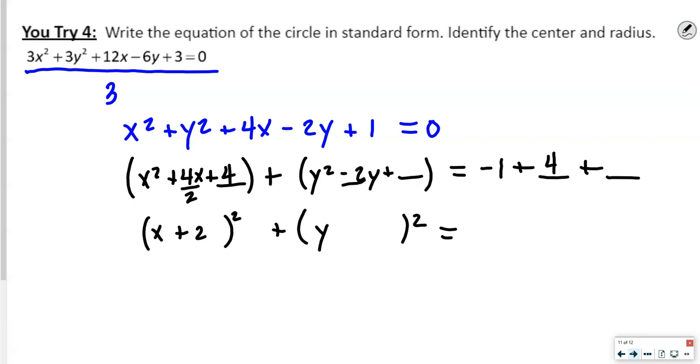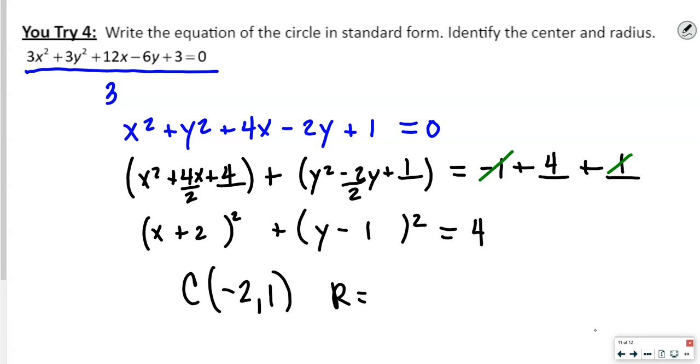Okay, divide the negative 2 by 2. So that's going to be minus 1. Negative 1 times negative 1 is 1. So this is 1. And notice again that we've got a negative 1 and a positive 1. So that's going to give us 4 down there. Okay, so what's our center going to be? Negative 2, positive 1. Pull the numbers, change the signs. And our radius is going to be the square root of 4, which is 2. And that's it.